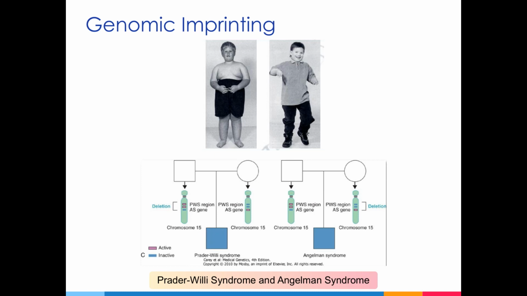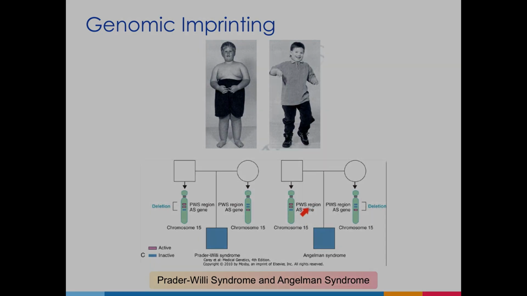If the deletion of this region of chromosome 15 happens in the maternal chromosome, Angelman syndrome genes, which are only expressed in the maternal copy, will not be expressed, and the child will have Angelman syndrome. It's because in the paternal copy, these genes are inherited as an inactive copy.